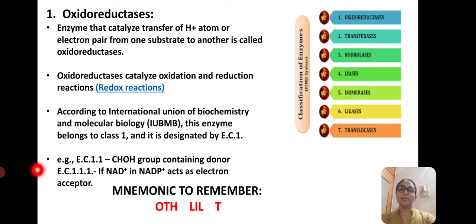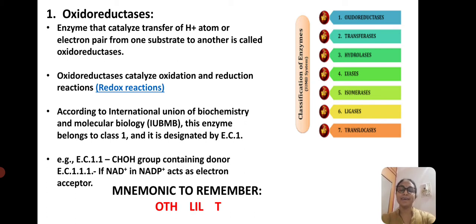And coming to the 7 major classes, we will explain in detail now. So we will see the 7 major classes. It is easy to remember with a mnemonic we can have here, that is OTH lilt, or it can also be called as oath lilt.